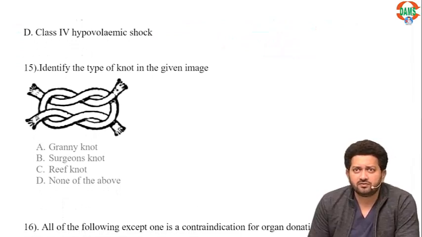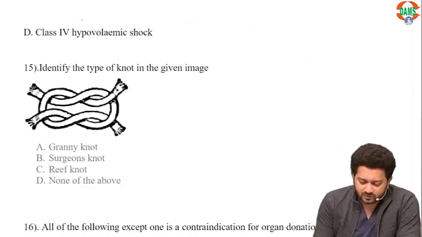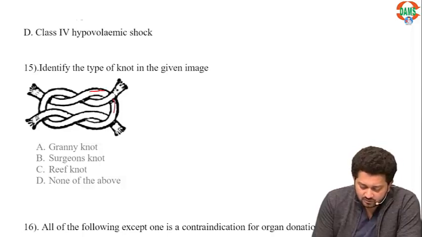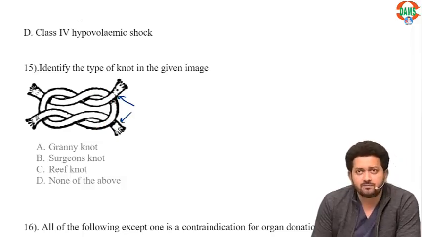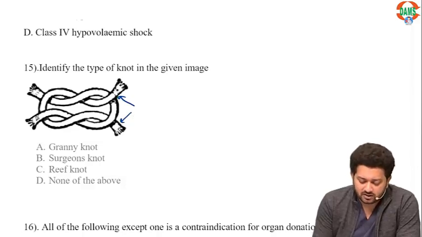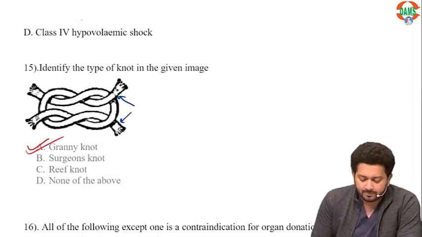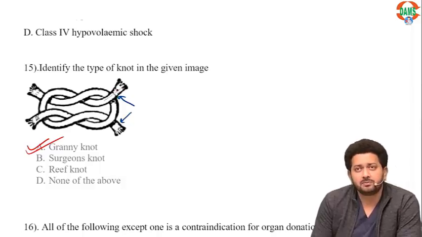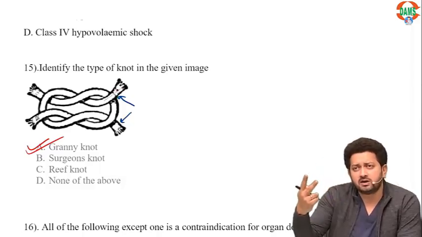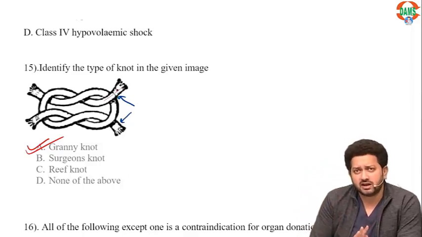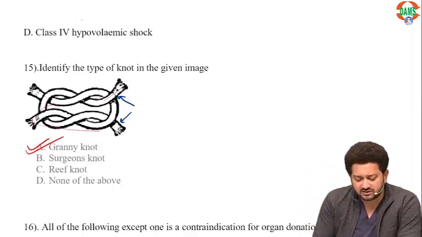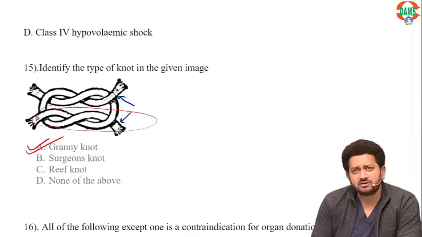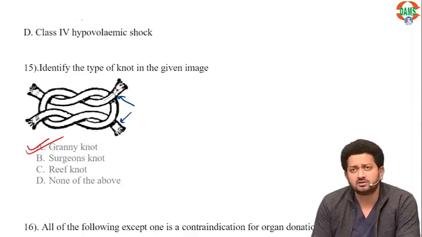Identify the type of knot in the given image. See, for the knot I told you, you have to see this loop. Now in this, if you see this particular loop, you can see one thread is going over and one thread is going under. So this type of knot is a granny knot. Okay, in reef knot, both the threads will be going symmetrically. Either both are going above the loop or below the loop. So this is a granny knot. In surgeon's knot, the first one is a double half hitch. So that is why it is not surgeon's. Okay, so it is very classical granny knot.